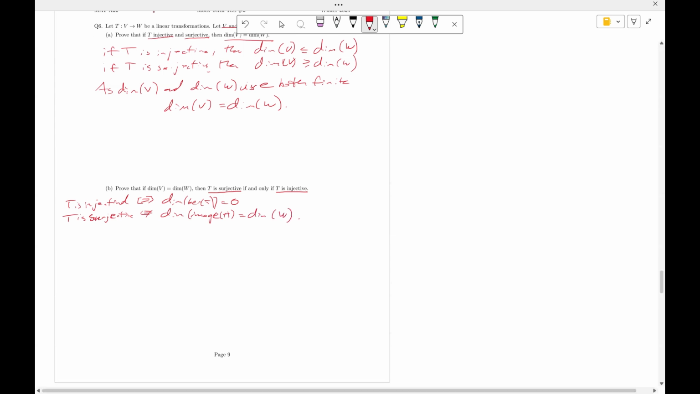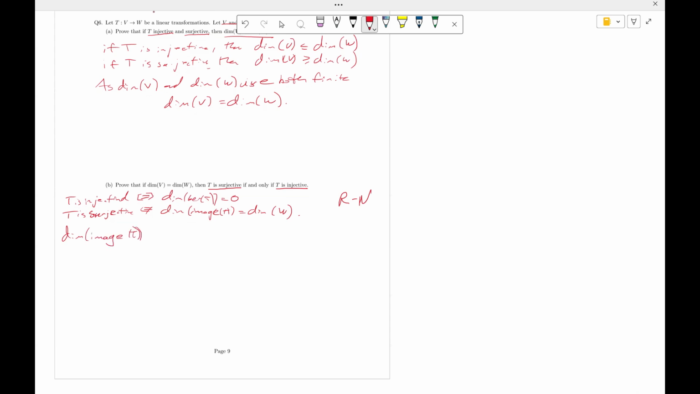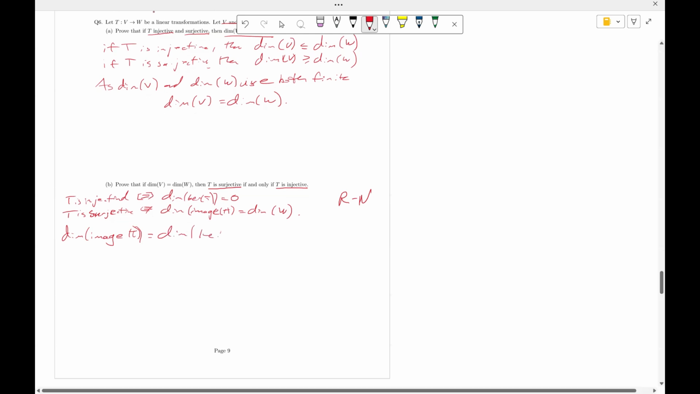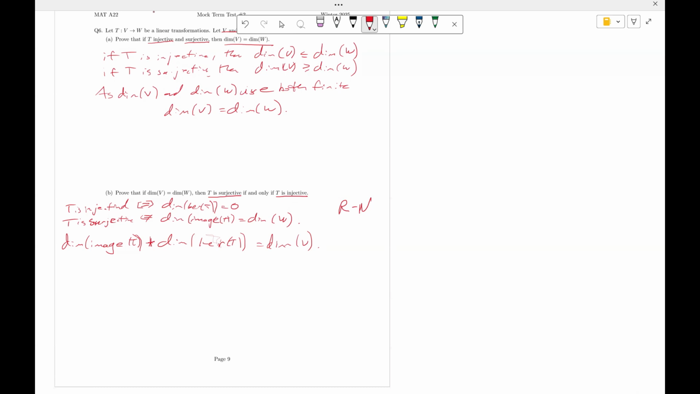Okay, and the linchpin here, the key point of the argument, is the rank-nullity theorem. Rank-nullity says that the dimension of the image of T plus the dimension of the kernel of T equals the dimension of V. So let's start with surjective.